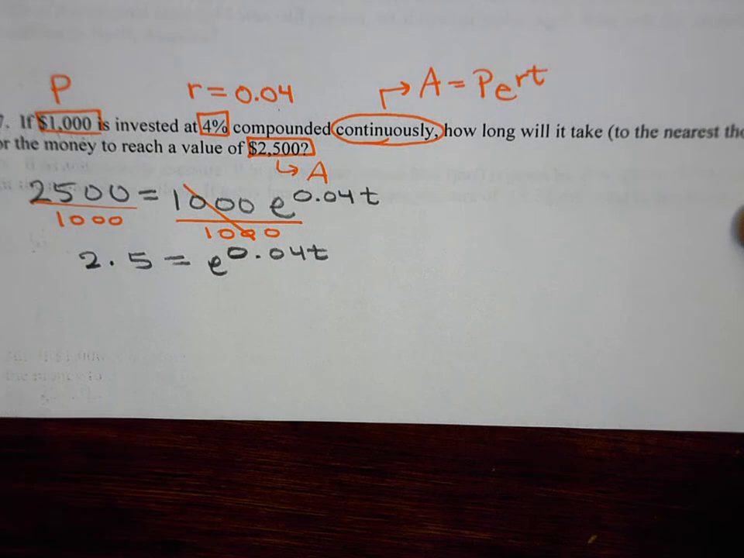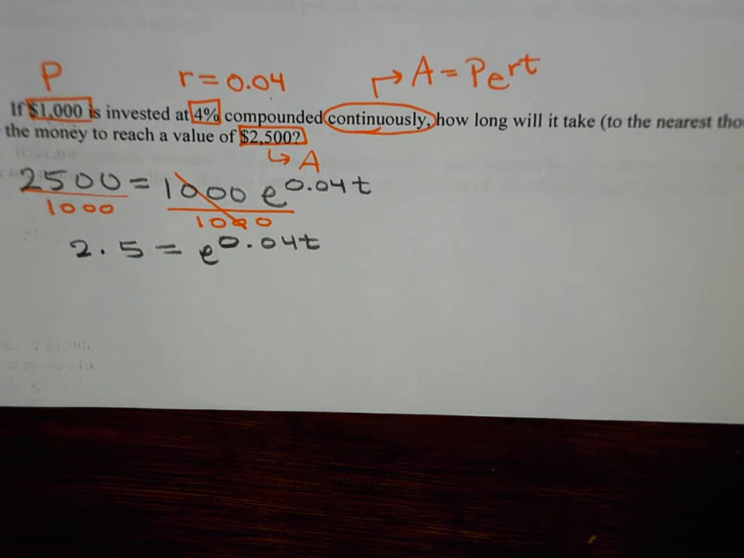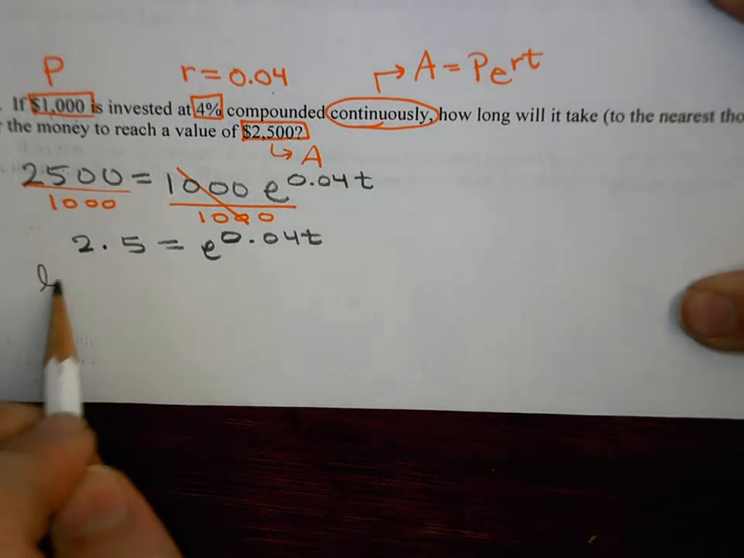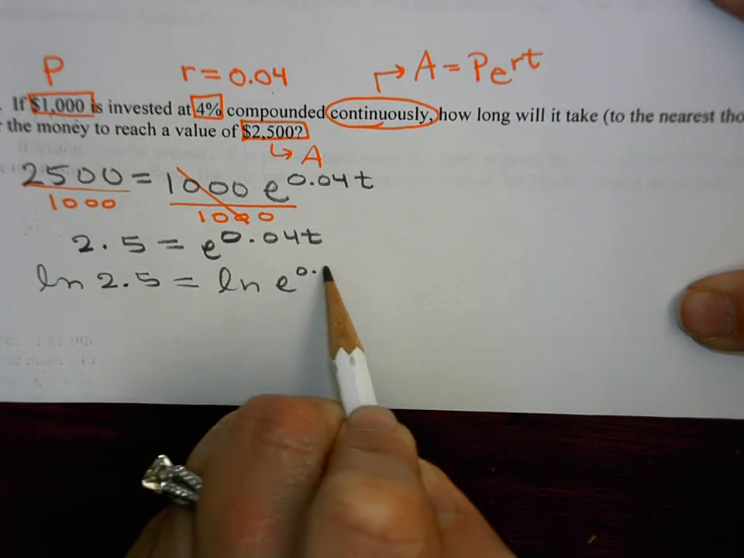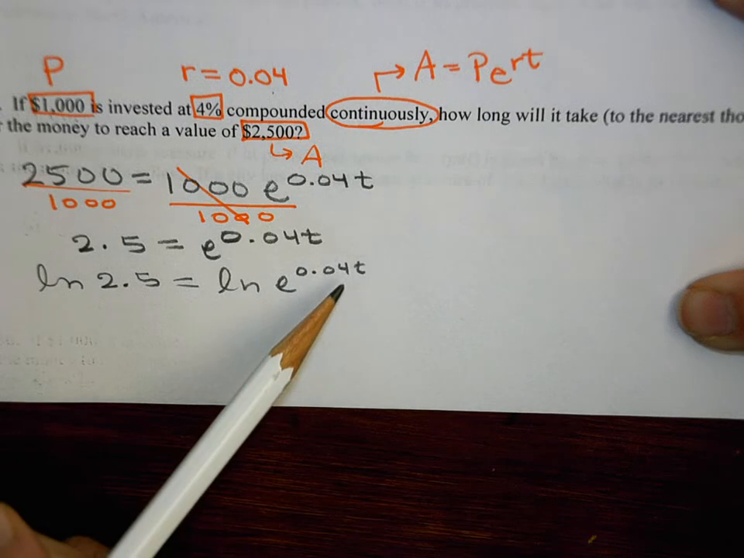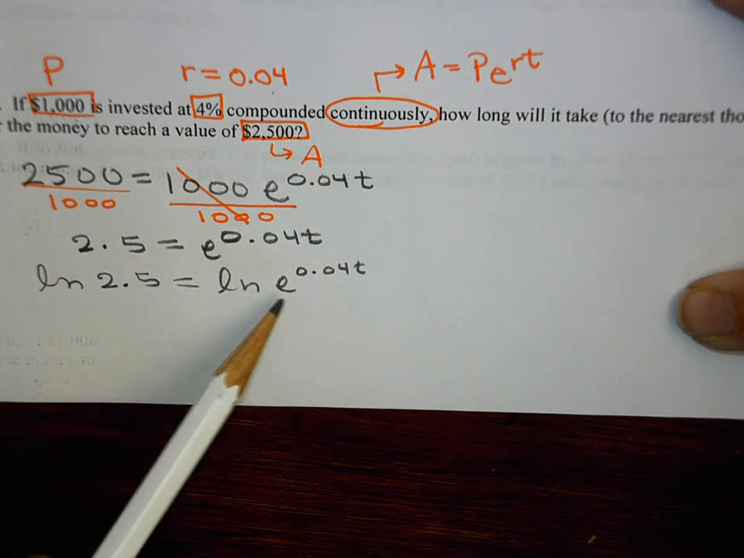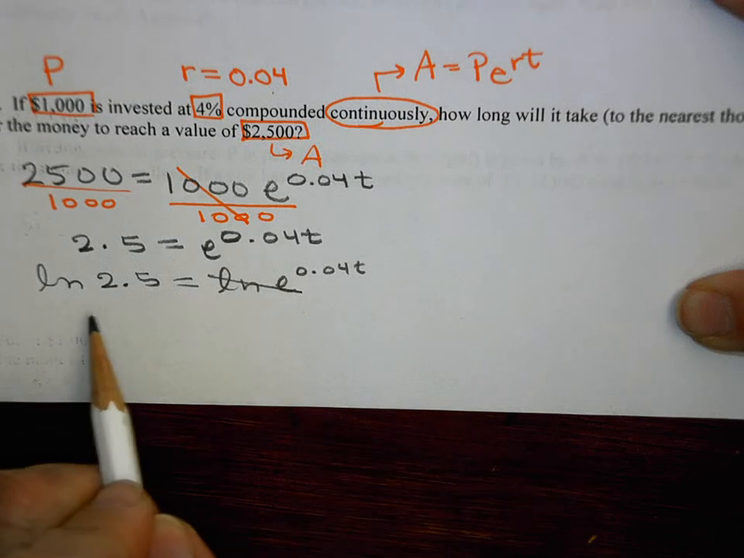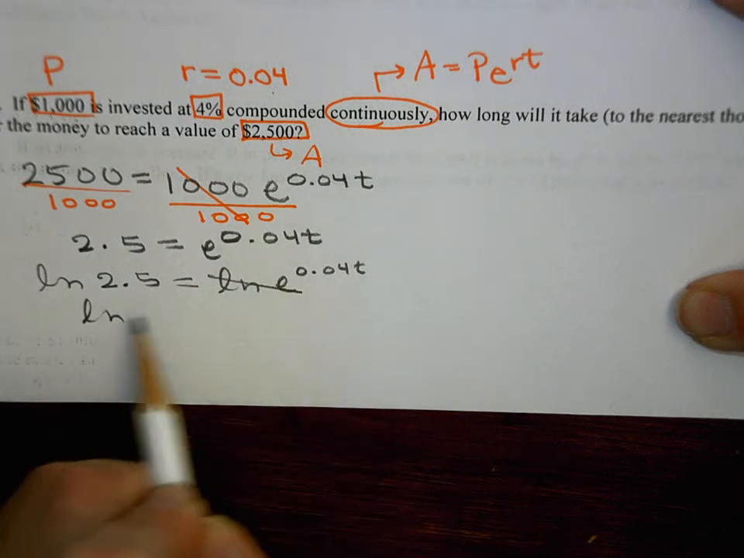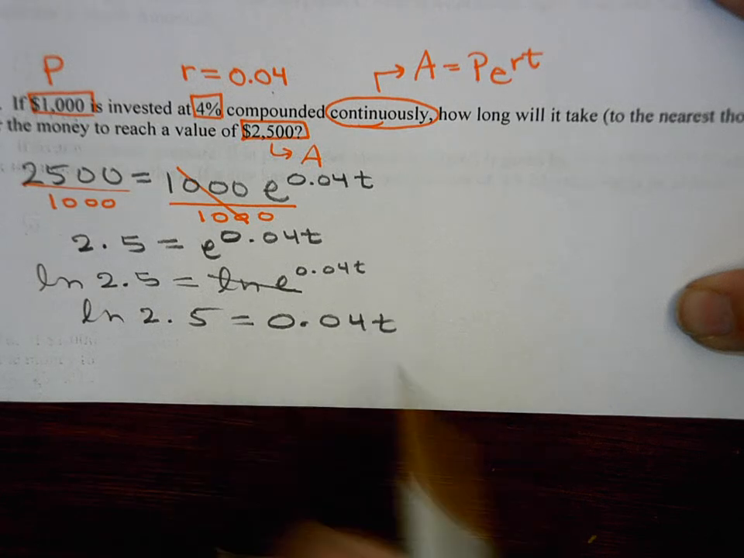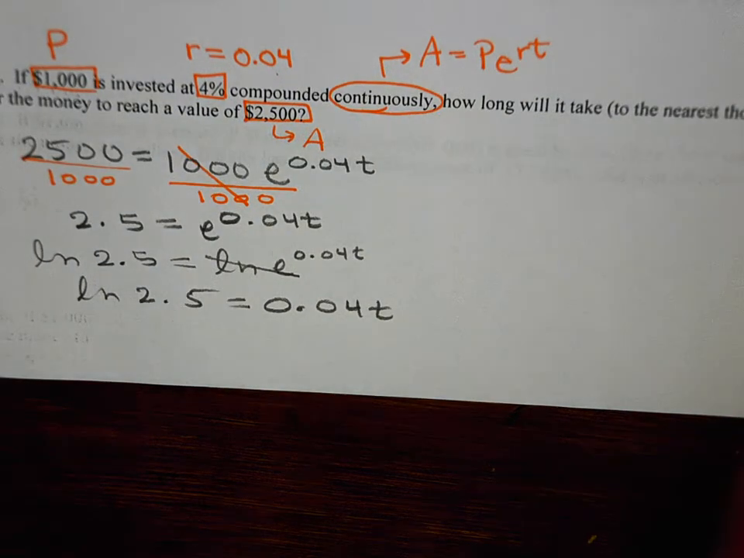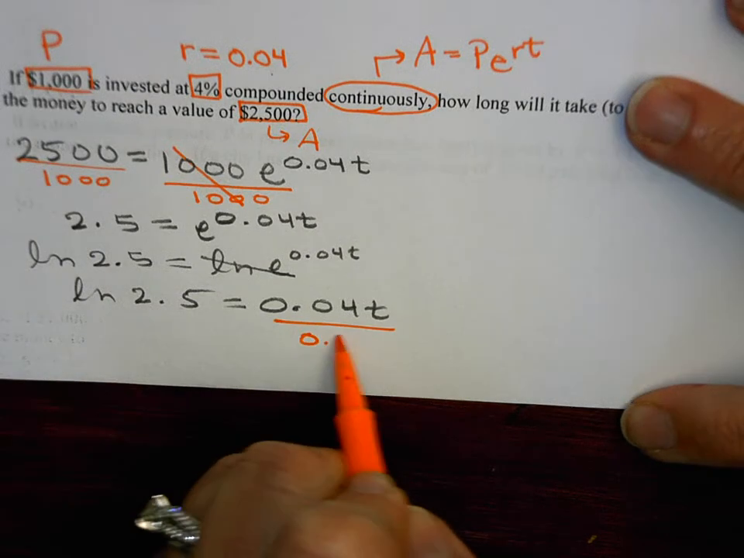And then I want to get rid of the base of E, so I need to do log of both sides, base E as well. And so log of both sides with base E is natural log. So then I'm going to take the natural log of both sides. So if I pull that down, natural log of E is 1, right? So that's going to end up canceling just to give us 1. So then I have natural log of 2.5 equals 0.04t. And then my last step is to finish solving for t, and so I'm going to divide by 0.04.